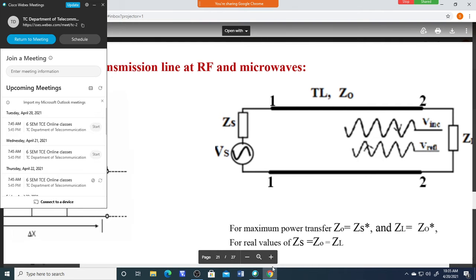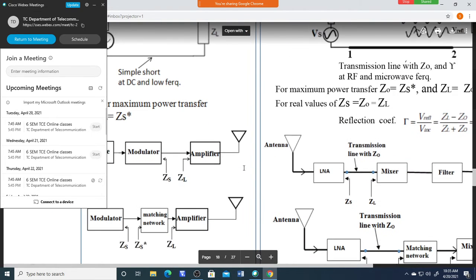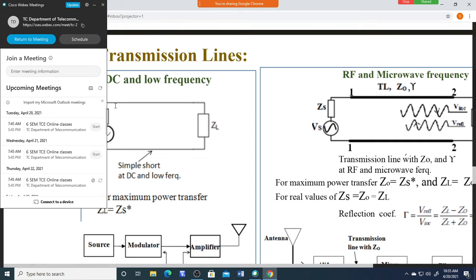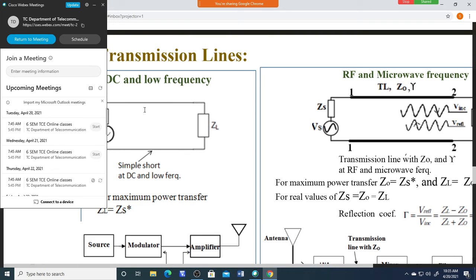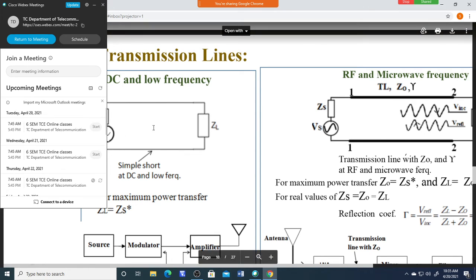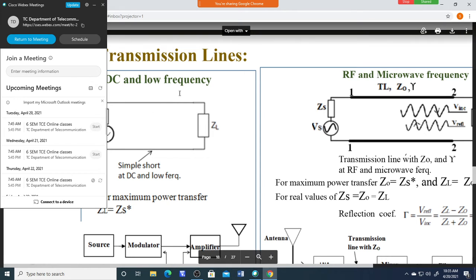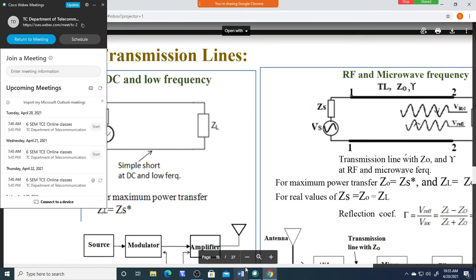That happens at RF and microwave frequency, but at a low frequency, it does not change. As we discussed, at a low frequency, if you keep a multimeter here or anywhere over here and measure, it is equal to Vs only. If you measure here, it is Vs only. It does not change; it remains the same at a low frequency.